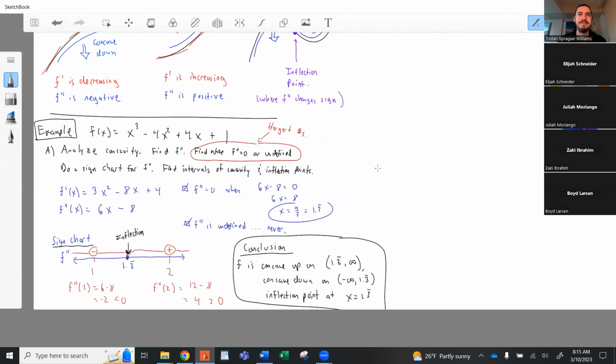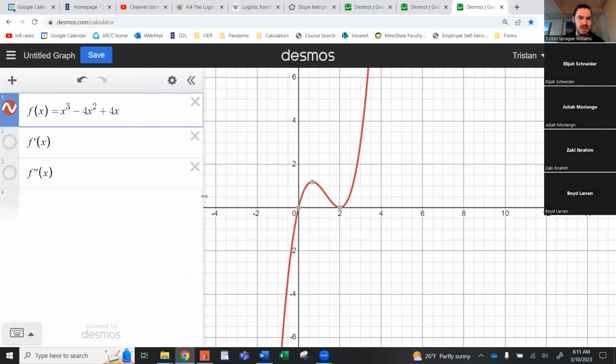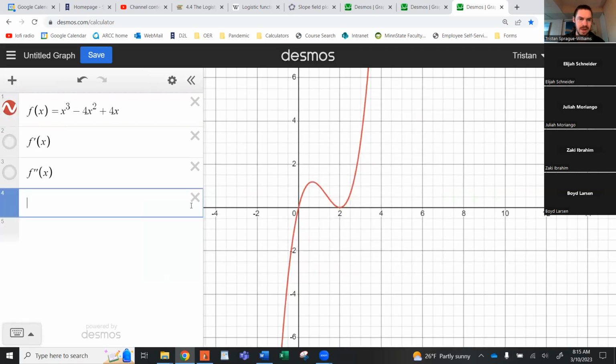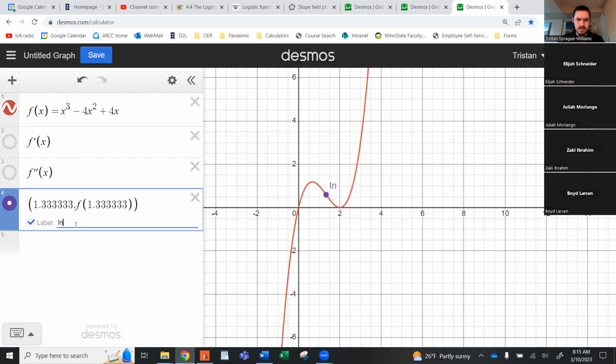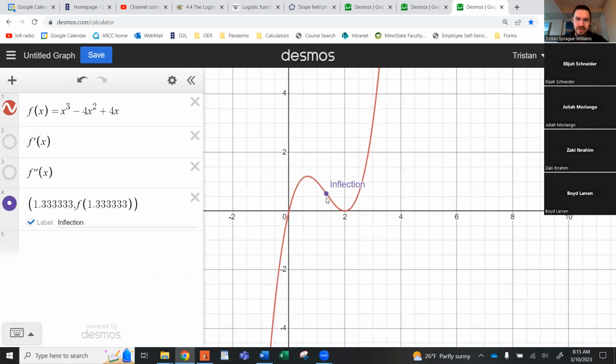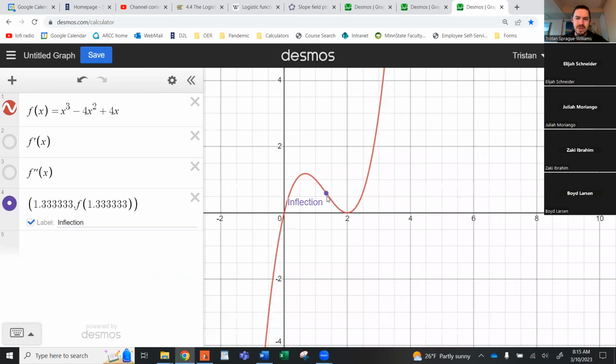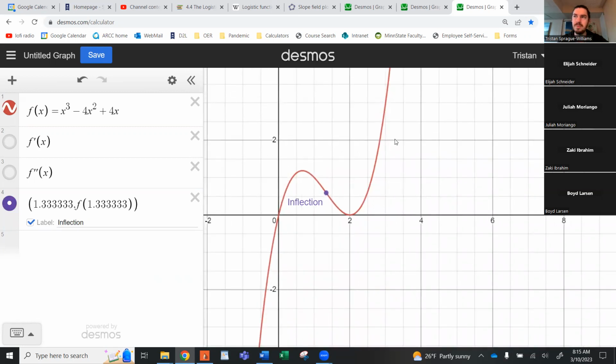Okay, so now if I show you what this function looks like in Desmos, you will see everything we just discovered reflected in this graph. So here is the function. This is what it looks like. Okay, and if we plot the point 1.3 repeated, and then f of 1.3 repeated, that point is right there. That is our inflection point. Right there. That is the point on the graph where the concavity changes from down to up.